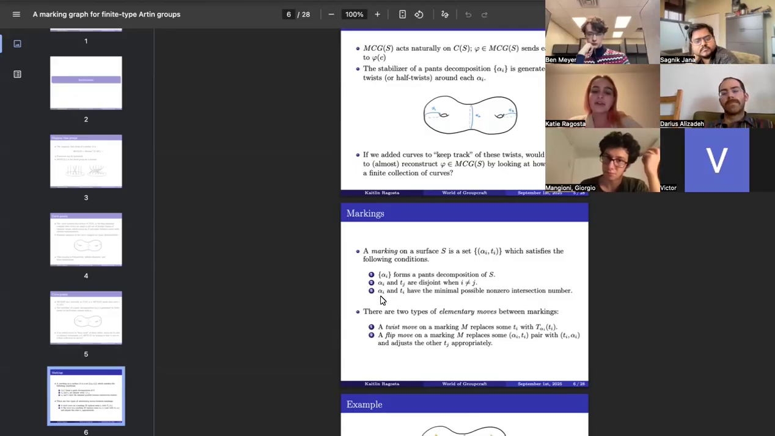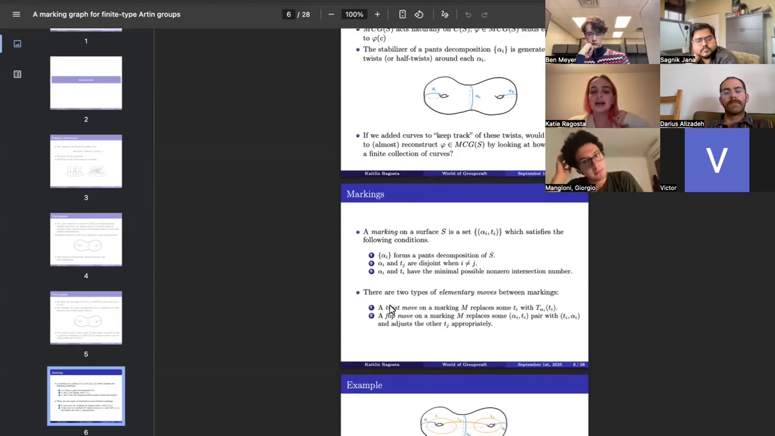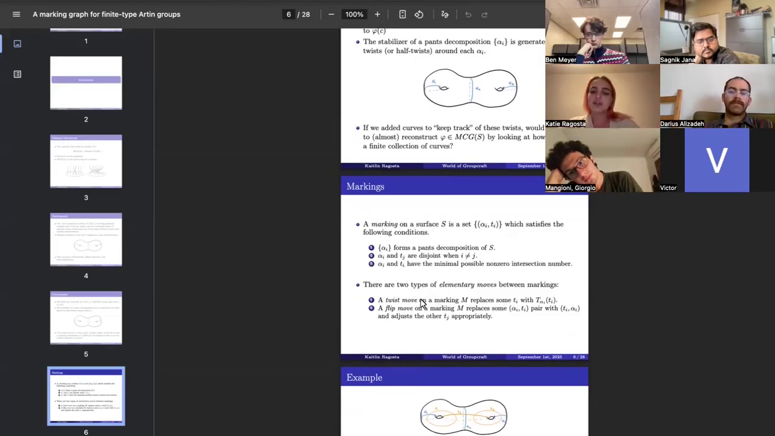And then when I look at alpha_i and t_i, so the same index, I want them to have the minimal possible non-zero intersection number. That's a technical condition to control the number of markings with a particular pants decomposition base. So that's the goal of that condition.